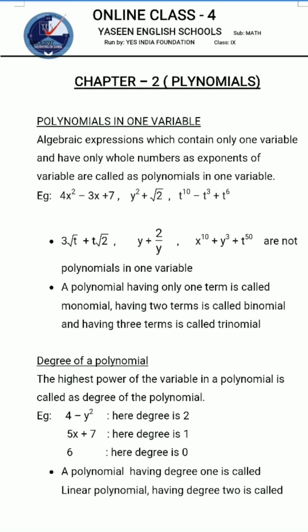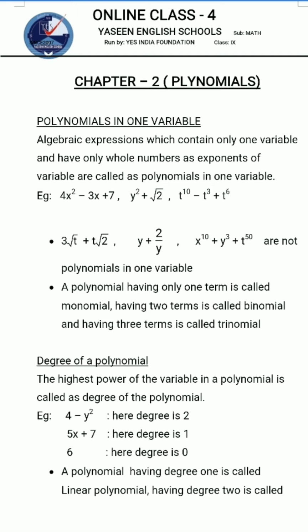Look at the first example above, 4x square minus 3x plus 7. There you can see the degree is 2, because the powers are 2 and 1. The second example also has degree 2. But in the third example the powers are 10, 3 and 6, and the highest power is 10, so the degree is 10. Then, according to degree, polynomials are classified into 3 types.